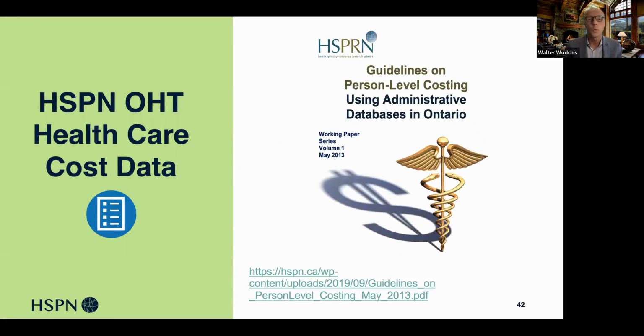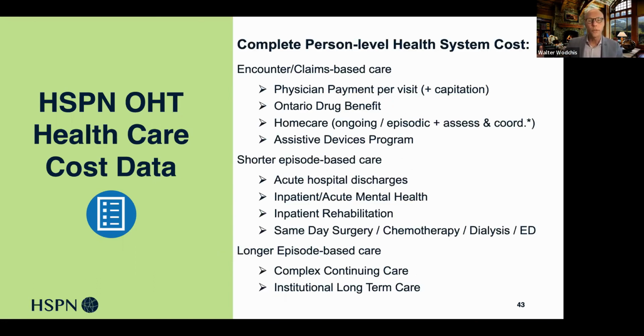We've been doing this work for, as I said, well over a decade. We had a working paper that we developed back in 2013, based on what we had already done, about how you think about person-level costing. I'm just going to highlight a couple of pieces there, for you to think about if you're trying to develop costing or use it. Some things are claims or encounter based, like physician payments per visit. We also have capitation, so keep that in mind.